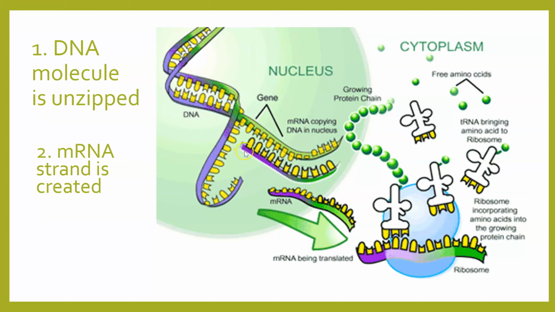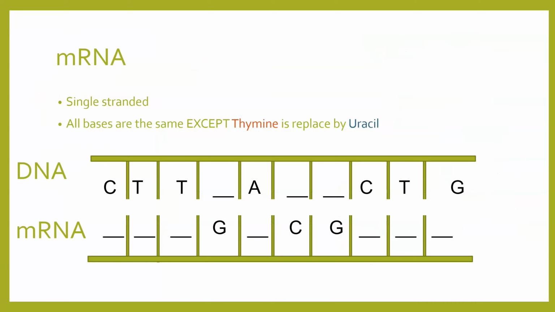Then an mRNA strand, which you see right here, comes in and sort of copies that DNA that's now unzipped. So this mRNA is going to match with the DNA here, and then something cool is going to happen. So the DNA unzips, the mRNA is created that kind of matches with the DNA. So mRNA is just a single strand. It's not two like DNA.